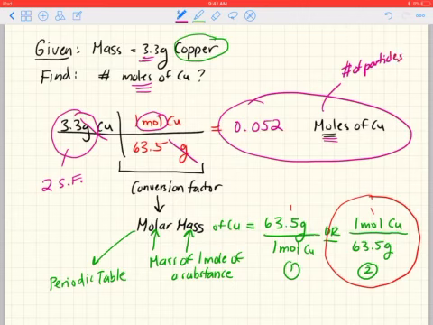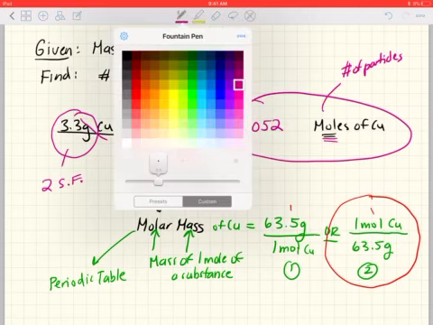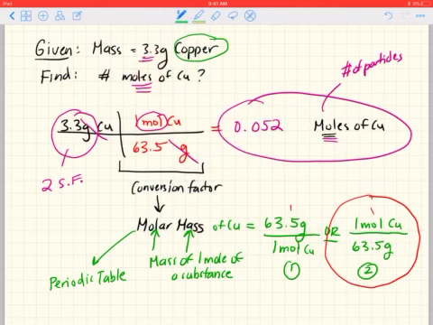All right, so certainly I can take this to the next step and say, well, how many particles am I really dealing with? If I'm interested in doing that, I can use my second conversion factor of Avogadro's number to get to the actual number of particles, which is going to be a very large number, which is why it's a lot more convenient to use the mole, because it's easier to talk about moles than to talk about a specific number of particles.